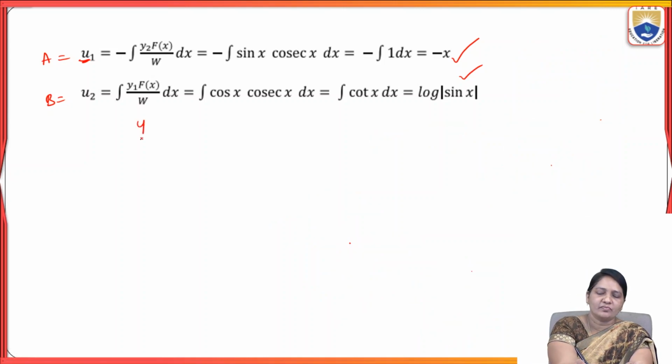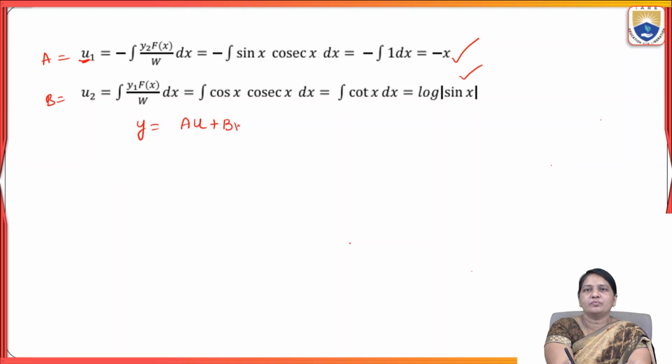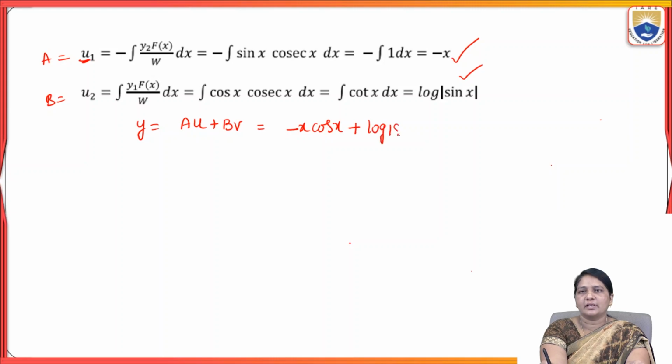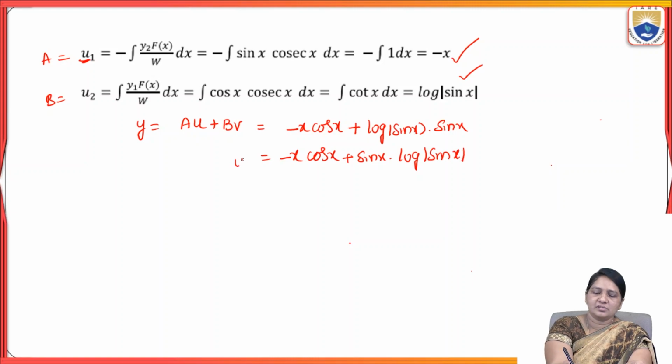I can replace here y equal to a into u plus b into v. What is the a value? Minus x. The u value is cos x, plus b is log sin x, into the v value, which is sin x. So finally I can write this as minus x cos x plus sin x into log sin x. This is the particular integral.